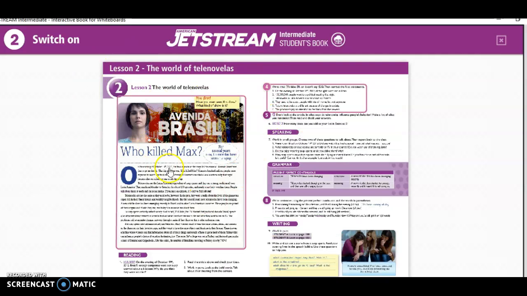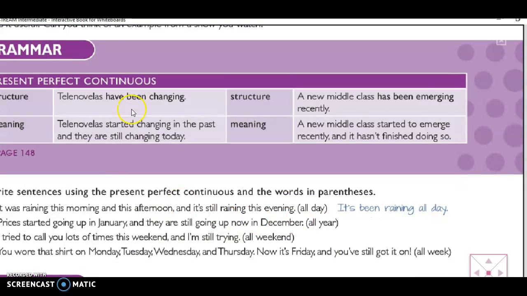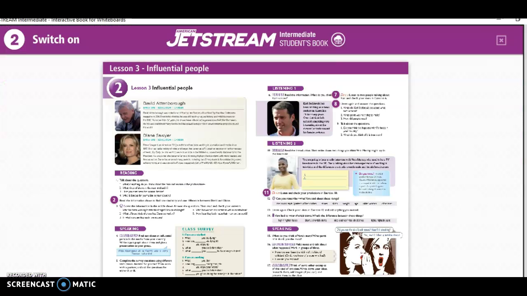Here is lesson 2. In lesson 2, the grammar is going to be present perfect continuous. In this case, we use the subject plus have or has. Then we use been and the verb in ing. That is lesson 2 and the grammar.